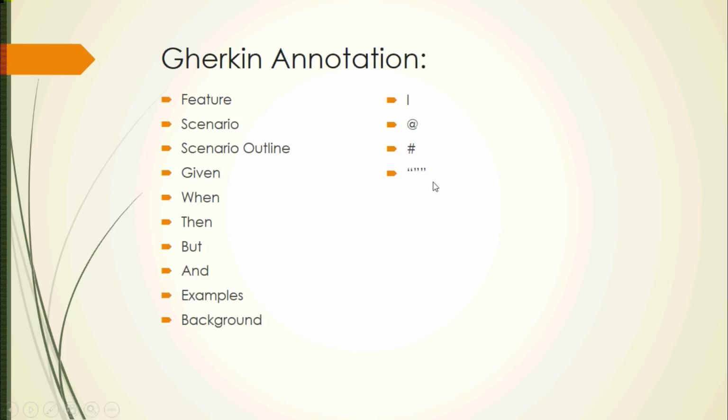triple double quotes will be for docstring. Docstring stands for, like, if you want to pass a huge text as an argument, like you went to your website and you want to check the total content of a particular web page on a website. So if you want to pass that huge content as an argument, then you need to use the docstring. So I will show you details about these things.